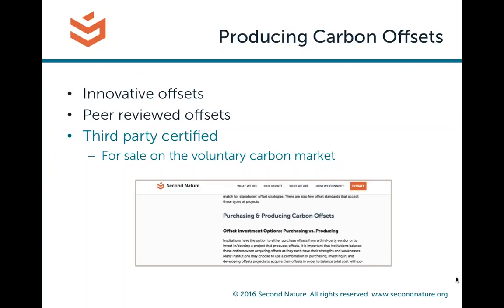So for some high-level context on carbon offsets, Second Nature recently released a new resource on our website that provides some guidance on using carbon offsets, and it discusses both purchasing and producing carbon offsets. With producing offsets, which is what we're talking about today, there are a few options. We're now allowing a small portion of campus greenhouse gas emissions to be offset with innovative or peer-reviewed carbon credits. These are smaller scale, often new types of projects that may not follow an approved methodology. We have more details and guidelines on this online and in other presentations. But what we're going to talk about today are third-party certified carbon offsets. These are credits that are externally verified by an approved organization. They follow an existing certified methodology, and once they're verified, they can be sold on the voluntary carbon market to a buyer.